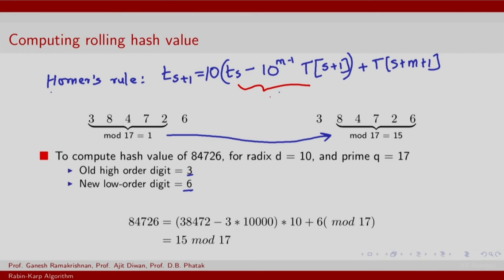So this operation corresponds to removal of 3, the digit corresponding to the largest value, and pre-multiplication with 10 corresponds to left shifting what remains. Finally, addition of T at S plus M plus 1 corresponds to adding a digit at the least significant value.